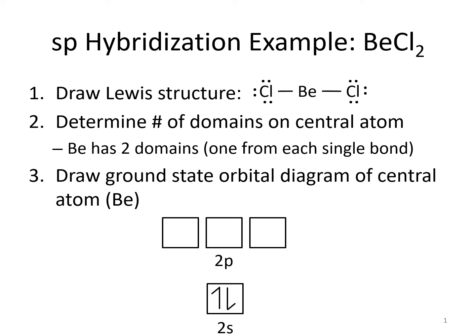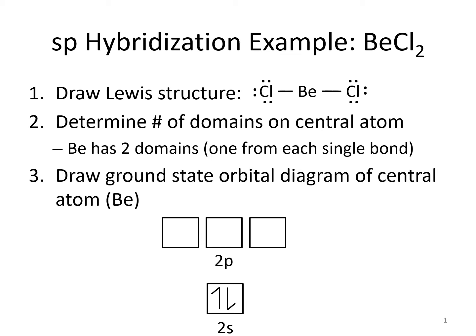Let's go over some examples. We will do one example for each electron domain geometry. First, we draw the Lewis structure. Remember to follow your 5 steps. BeCl2 is an electron-deficient molecule, so it ends up with only 4 electrons around the central beryllium atom.